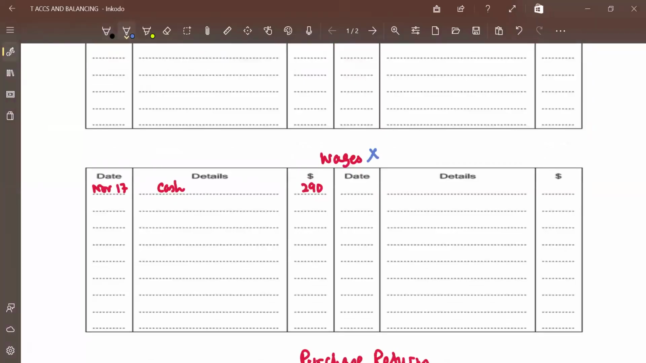Wages is an expense. Balances are not carried forward. The balances are posted to the income statement. You write down 290 on both sides, and the amount should be transferred to the income statement on the last day of the month.